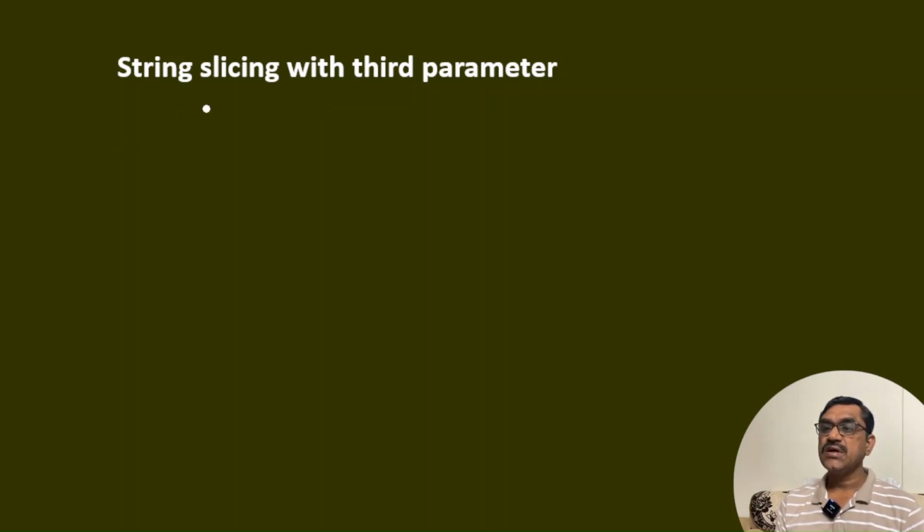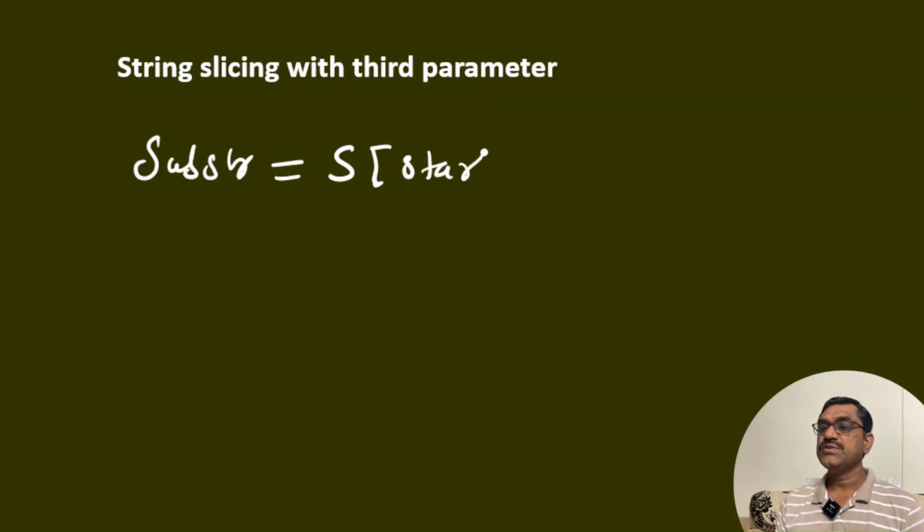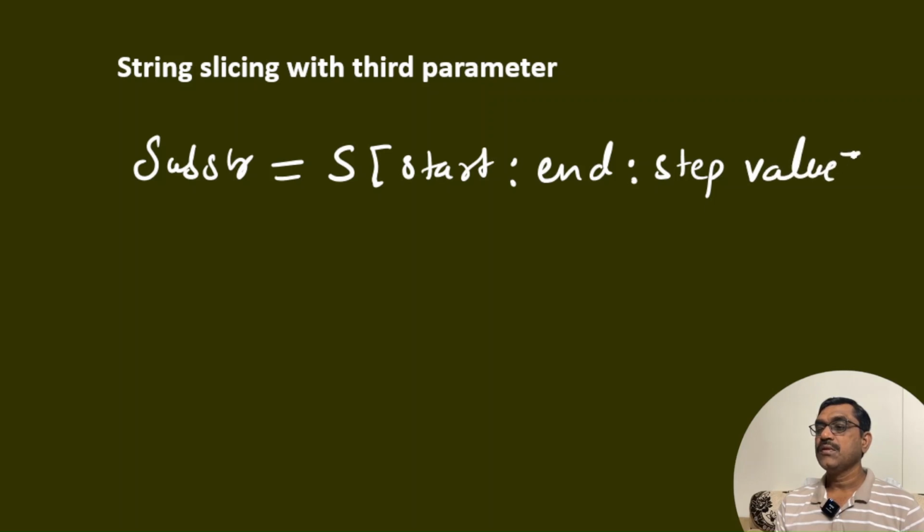Generally, the syntax of string slicing can be given as: take some variable substring is equal to any string s, in square brackets we mention the start index colon end index colon, and here you have to mention the step value. This is the syntax of string slicing. But in the previous discussions, we didn't mention the step value. We just gave the start index and end index.